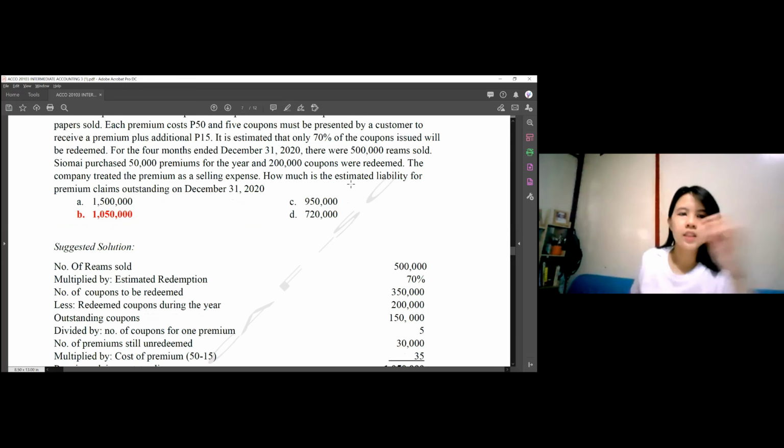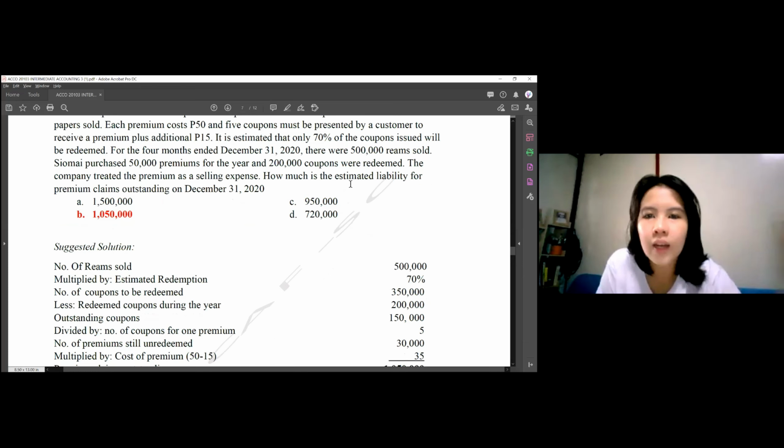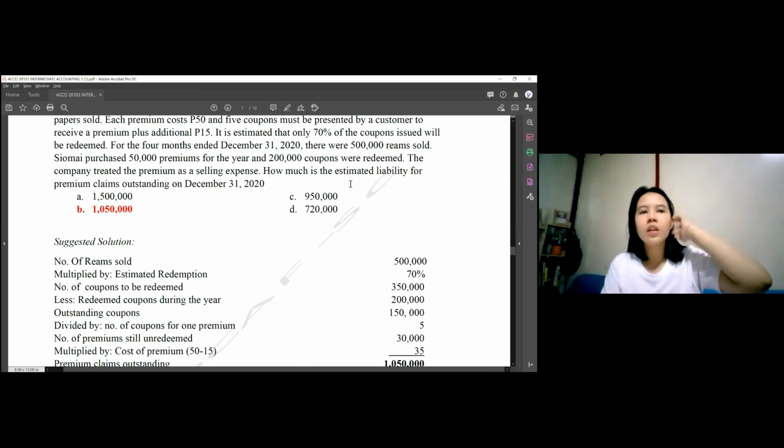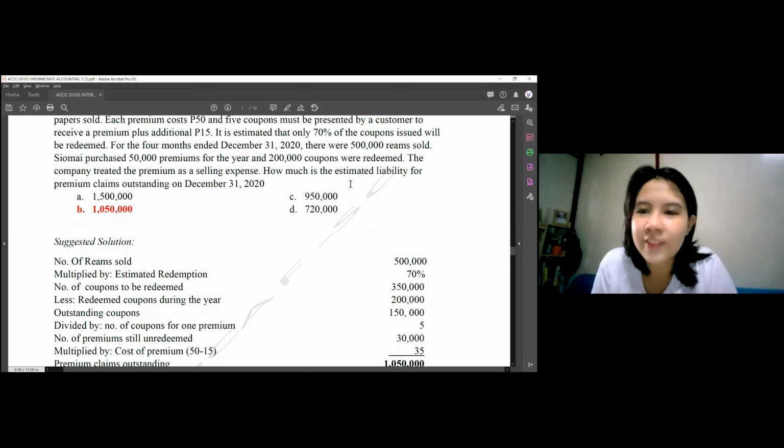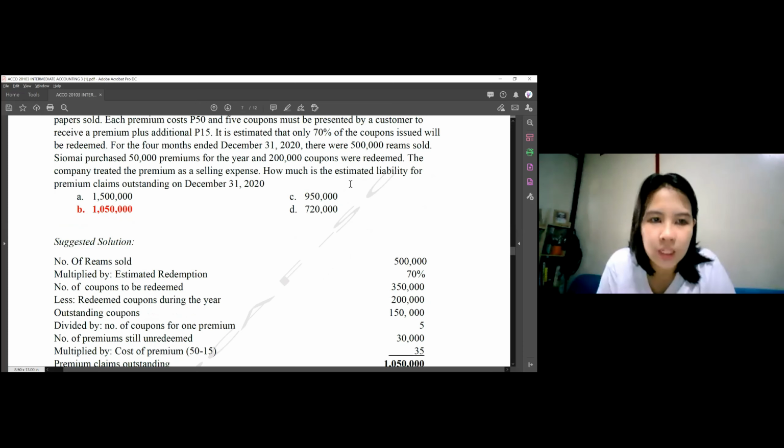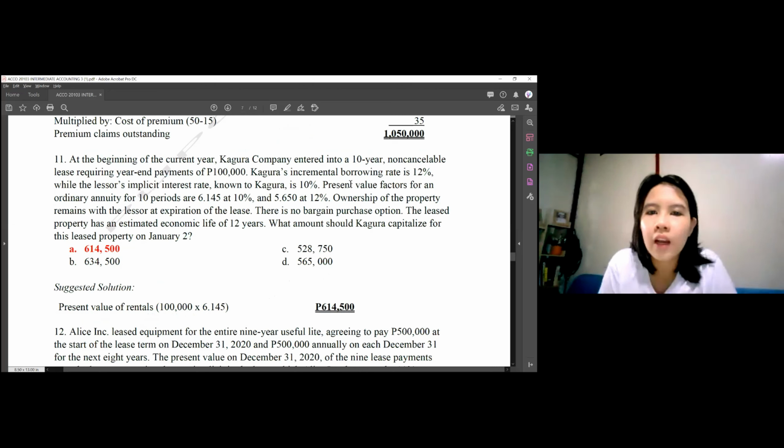Okay. Next is, sabi dito, si Kagura Company daw ay nag-enter sa isang 10-year. Oh, nasa lease na tayo. Okay? Non-cancelable lease requiring year-end payments of 100,000 per year. So, ang incremental borrowing rate is 12%, while the lessor's implicit rate known to Kagura is 10%.